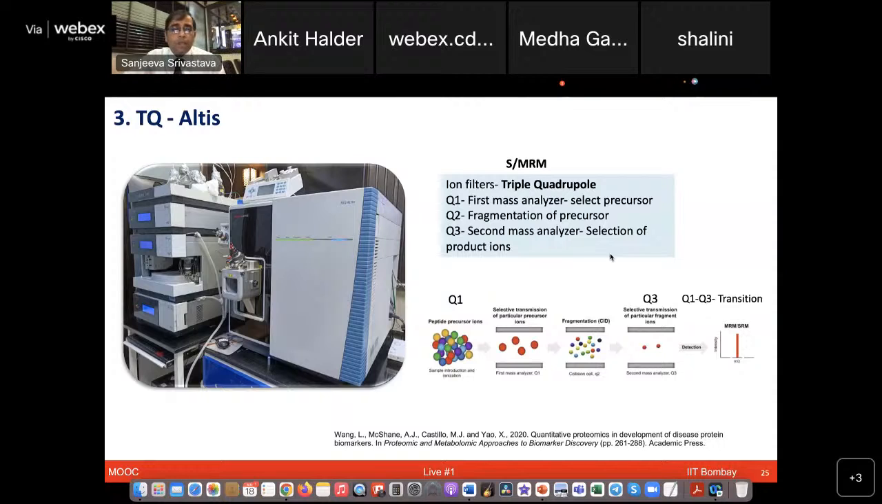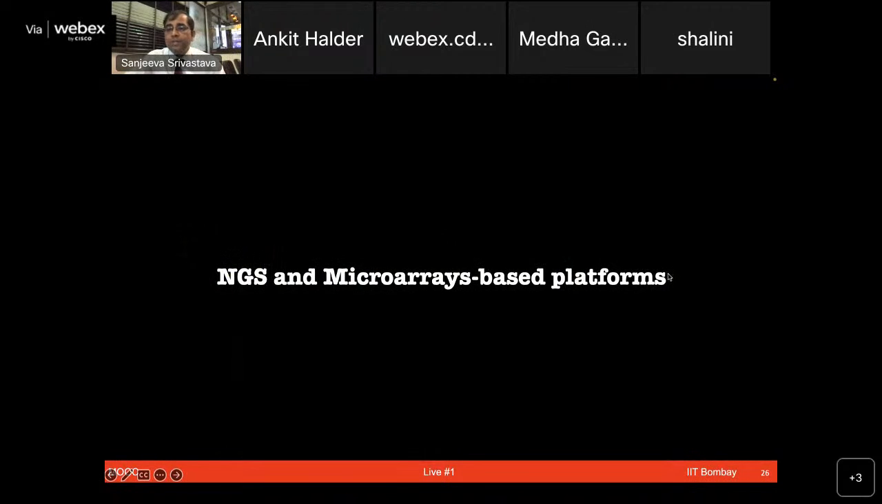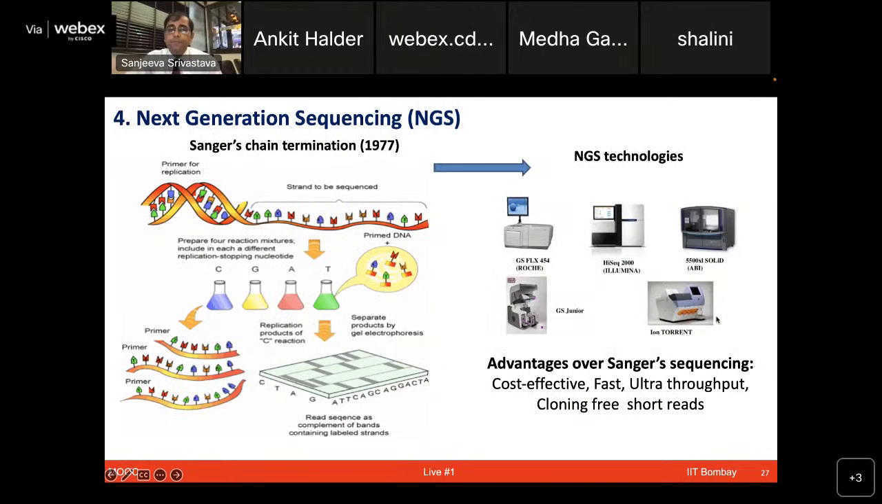So let's move on now to the next set of technology, which will connect us with genomics and some of the other broad high throughput technologies. So next generation sequencing and microarray based platforms, as well as some of the label free biosensors. That is going to be the next set of techniques which we are going to talk about today.